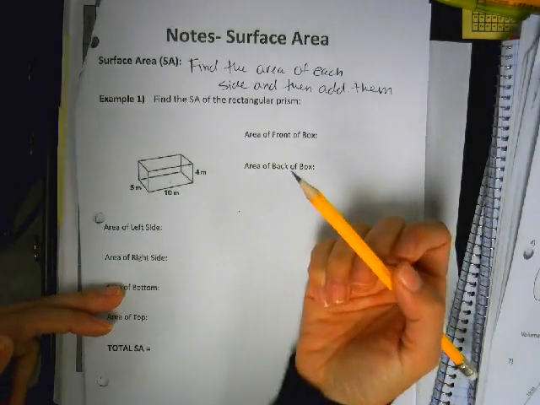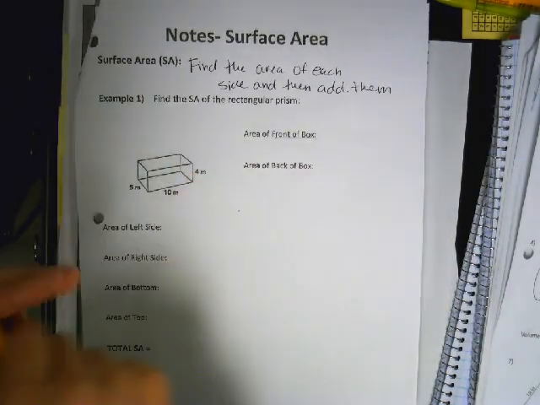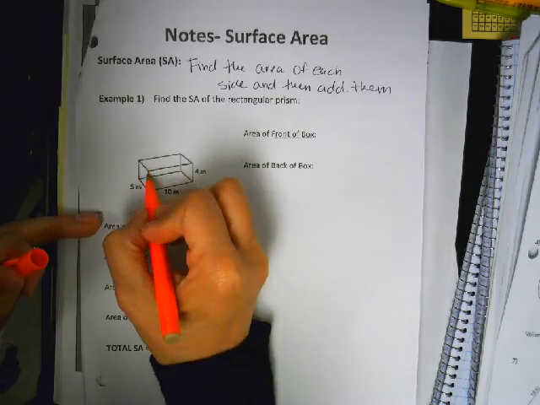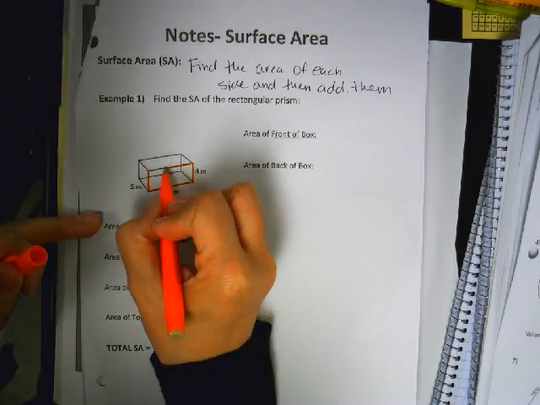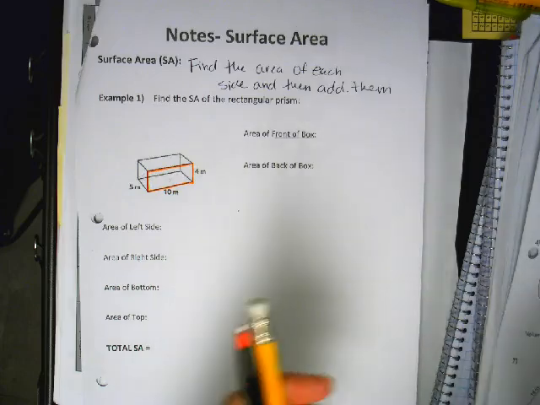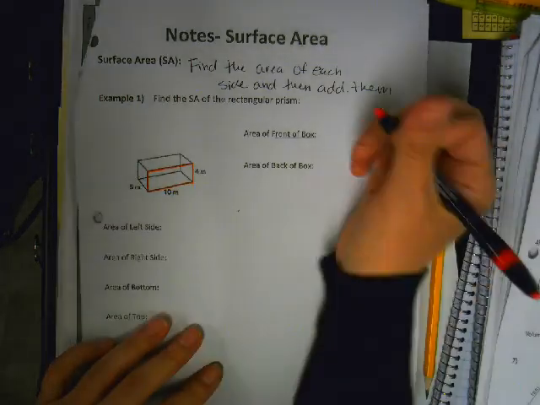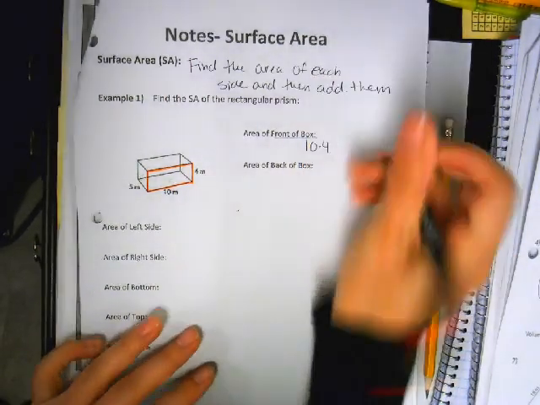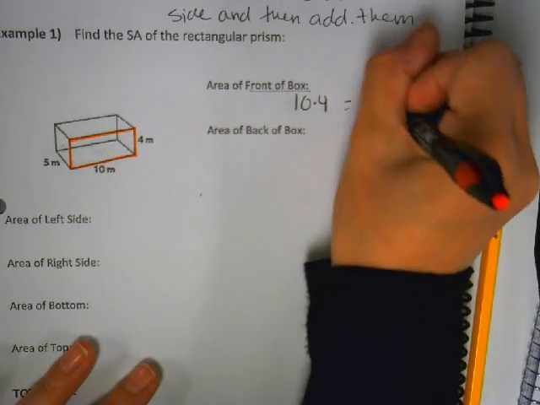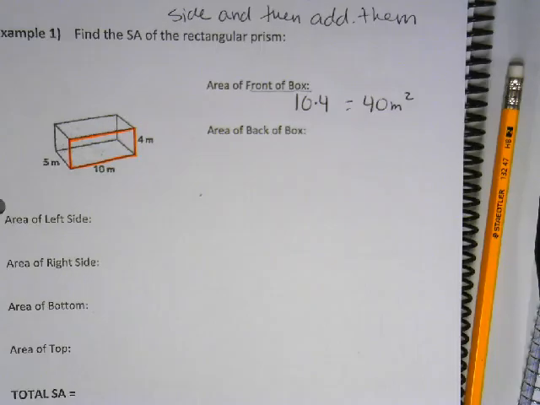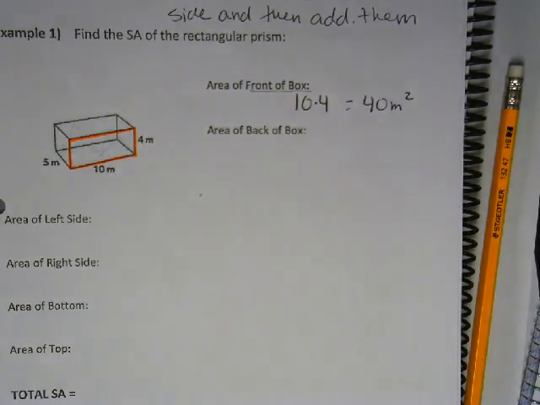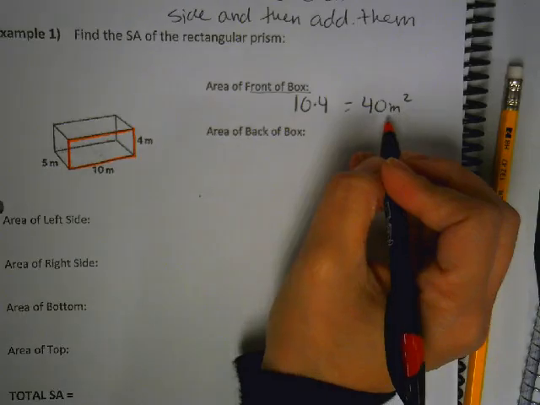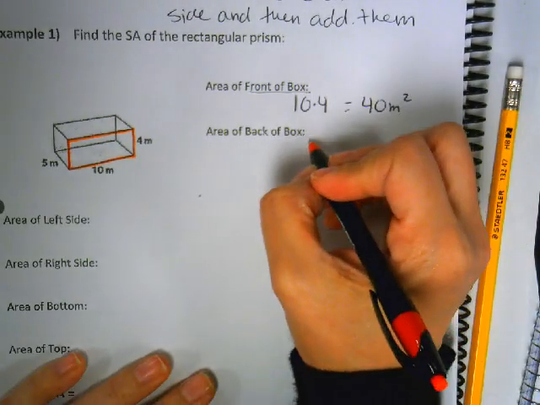Okay, so the front of the box. This right here that I'm going to color orange would be the front of my box. What are the two measurements of the front of my box? 10 and 4. So I would go 10 times 4. What's 10 times 4? 40. So this would be 40 meters squared. Now the front side, here is my Kleenex box, the front side is equal to what? The back side. So therefore, if the front side is 40 meters squared, then the back side is 40 meters squared.